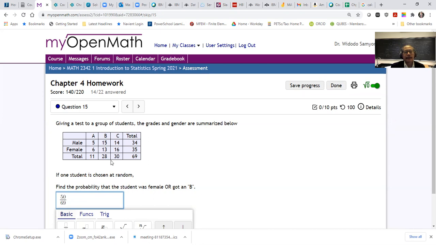Also, you can do it like this. You can subtract this with 13, you got 25. 28 subtract 13, you got 15. 15 plus 35 is 50, right? So the answer is 50 over 69. Okay.